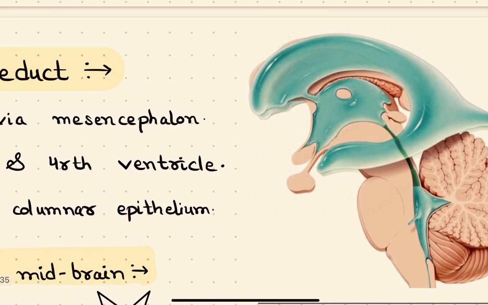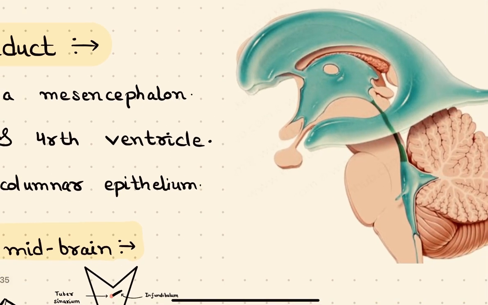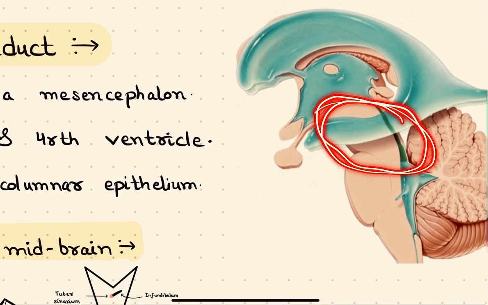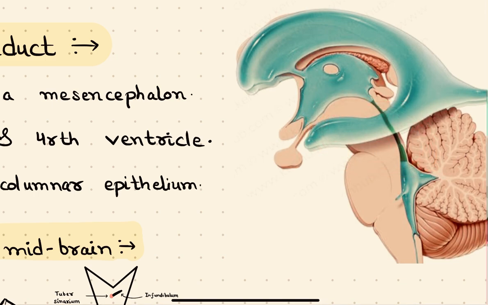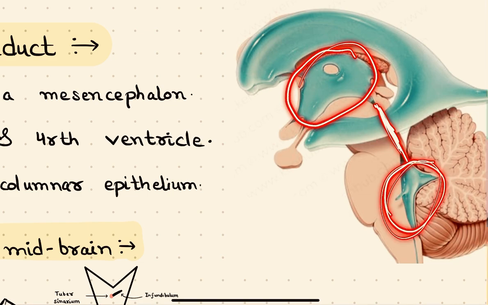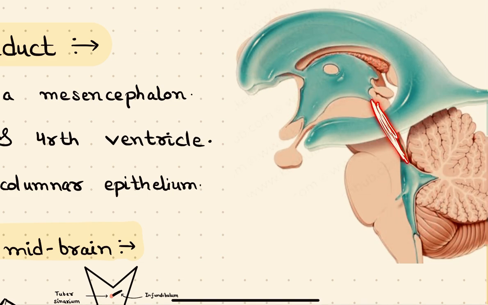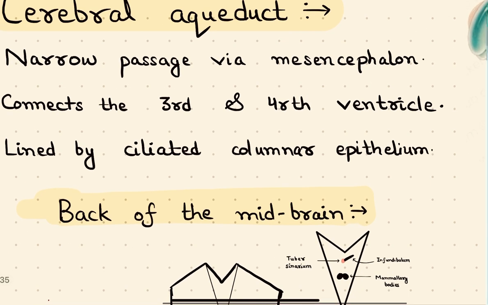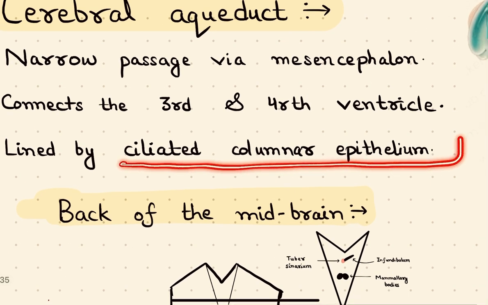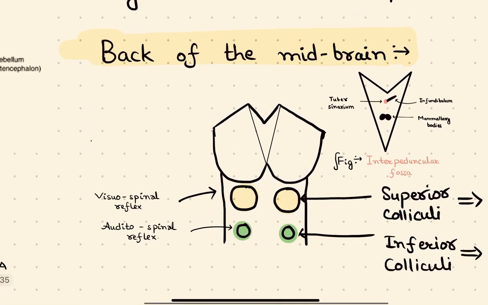You can see, this is the midbrain part, and in this midbrain, this greenish duct is the cerebral aqueduct, this is the third ventricle and this is the fourth ventricle. So the third ventricle is connected to the fourth ventricle via this cerebral aqueduct. This cerebral aqueduct is lined by ciliated columnar epithelium.